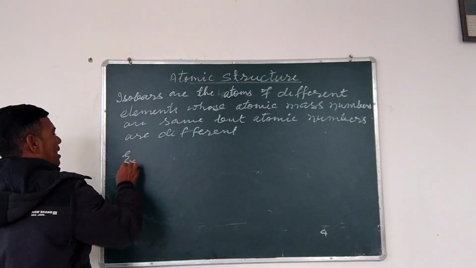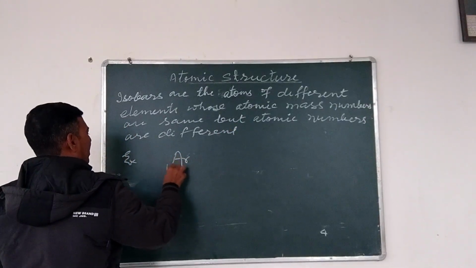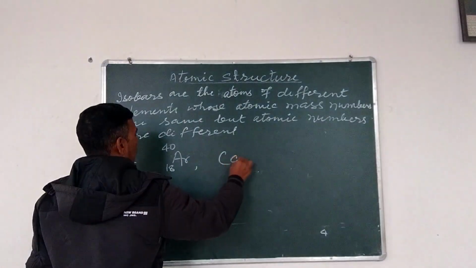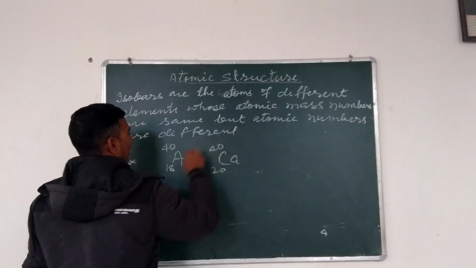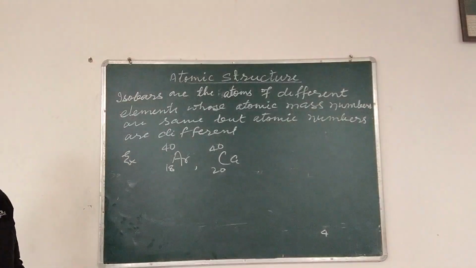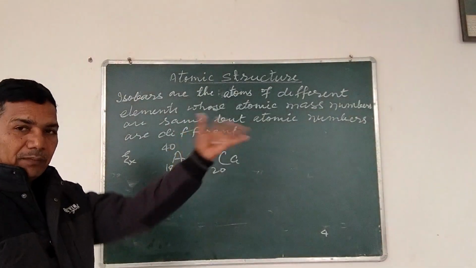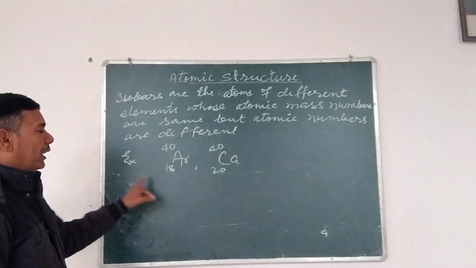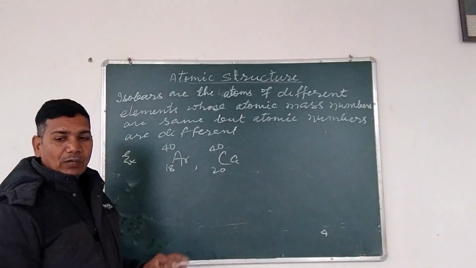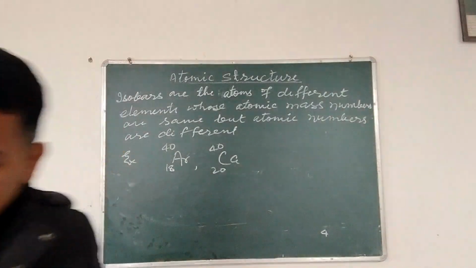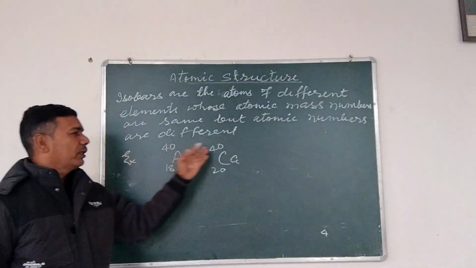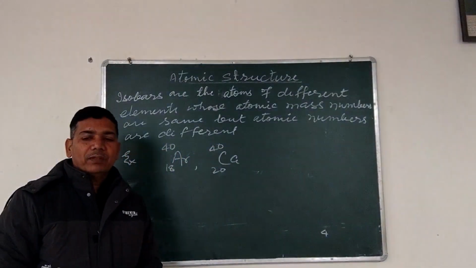Example: argon, whose atomic number is 18 but atomic mass number is 40, and calcium, whose atomic number is 20 and atomic mass number is 40. We can see that argon and calcium are two different atoms of different elements, but both have the same atomic mass number but different atomic numbers. So isobars are those atoms of different elements whose atomic mass numbers are the same but atomic numbers are different.